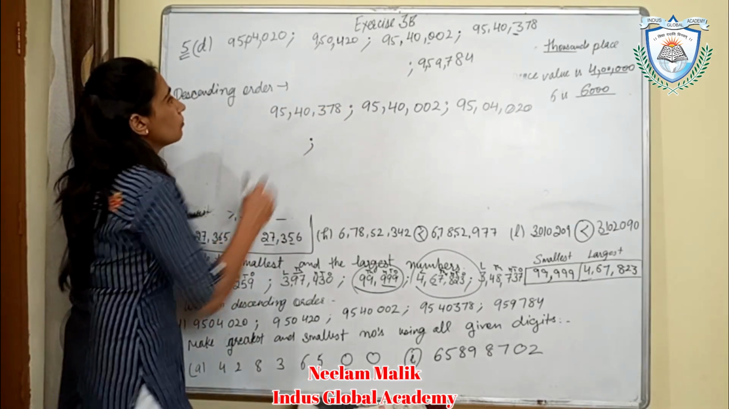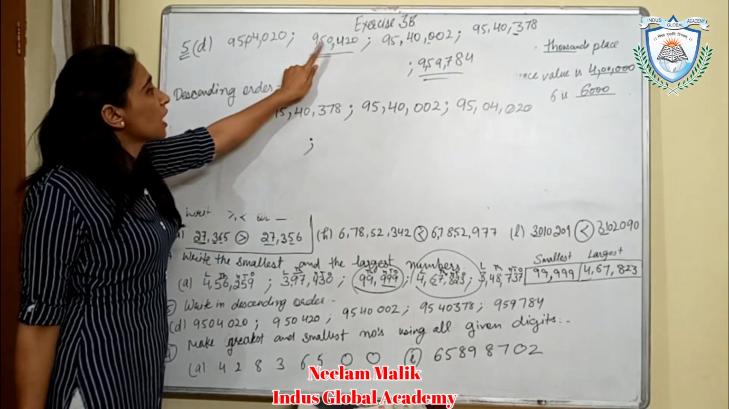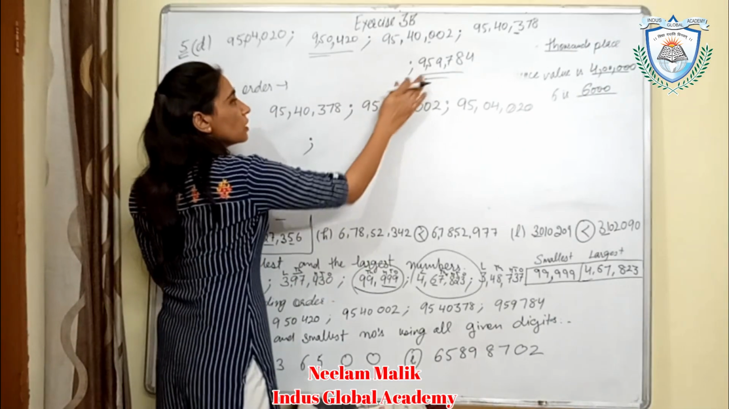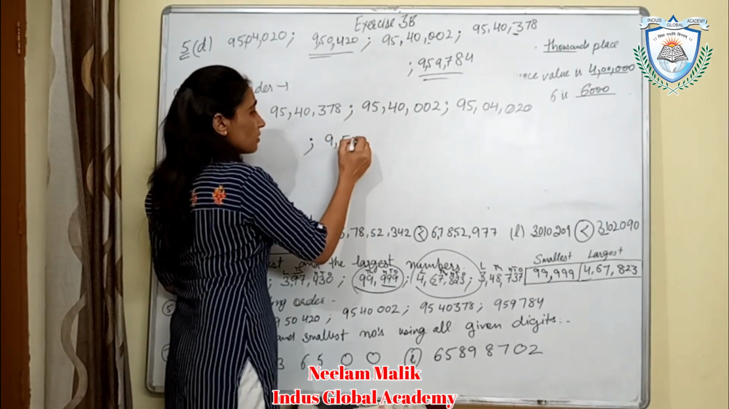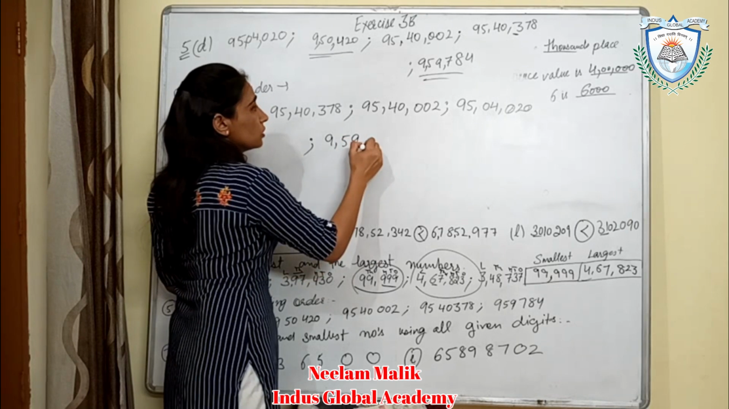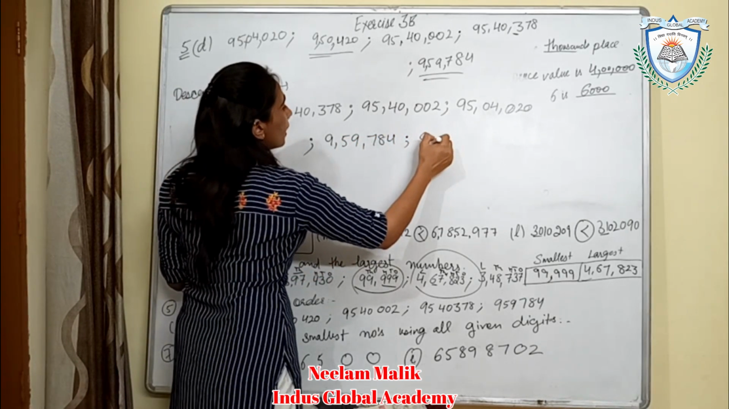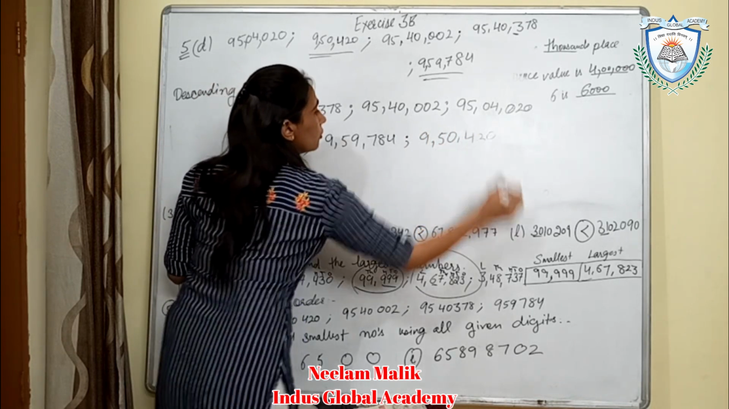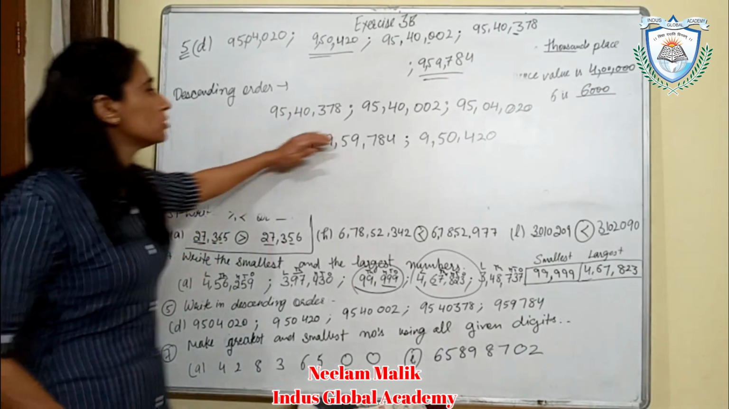Now we will take the next number from these two. So here is 950, here is 959. So this one is greater than that. So here will be 9,59,784 semicolon. Next is 9,50,420. Okay, so this is our descending order, means decreasing order.